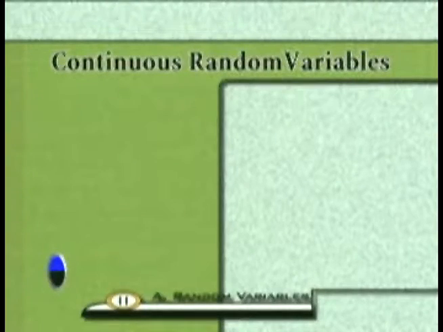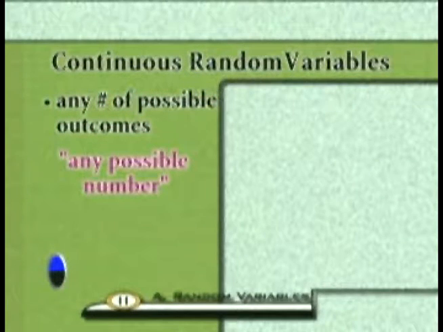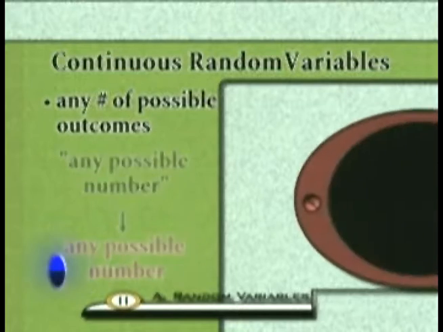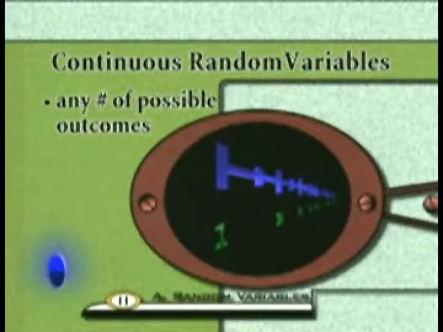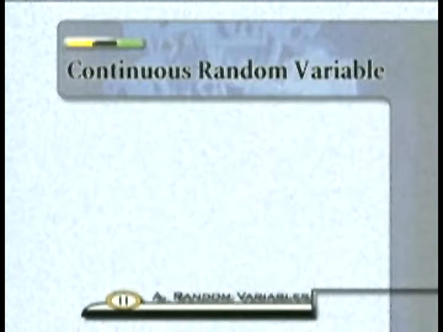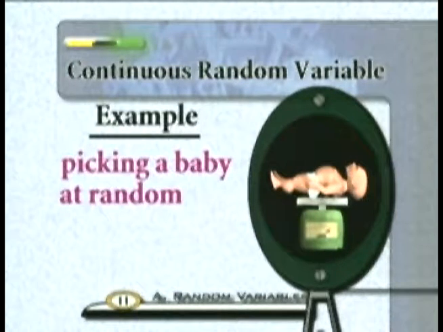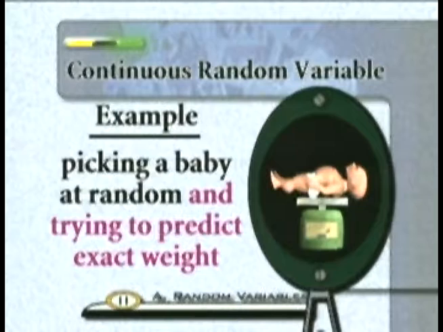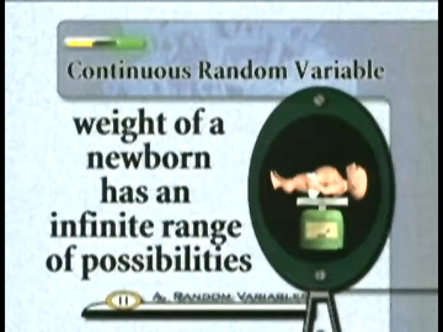On the other hand, continuous random variables can assume any number of possible outcomes. When we say any possible number, we mean any possible number. Think of a number line stretching to infinity. If you tried to mark every single number on the line, including decimals, you could never do it. A good example of a continuous random variable would be something like picking a baby at random and trying to predict its exact weight before it's born. The baby's weight is a continuous random variable because the weights of newborn babies have an infinite range of possibilities. With tenths of ounces to pounds, you'd need the powers of dozens of psychic friends to predict the outcome.